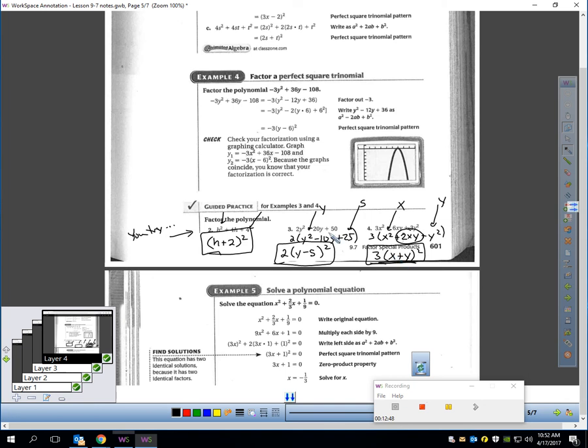Now again, the better you are at your mental math, the quicker this is going to go. If you're not sure that 25 is a perfect square, and you have to stop and think all the time, it's just going to slow the process down. So the better you are at mental math, the more you're going to reward yourself here.